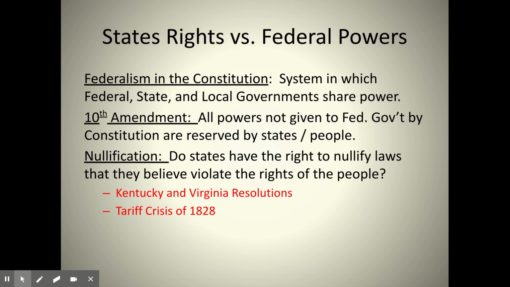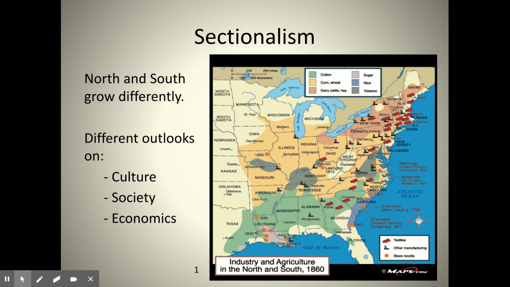So then you have nullification. Remember, we talked about this with the Kentucky and Virginia resolutions after the Alien and Sedition Acts, so that the states had the right to nullify laws. This came up again with the tariff crisis with John C. Calhoun. Remember that? And Andrew Jackson. So states felt that they had the right to nullify laws if they believed that it violated the rights of the people.